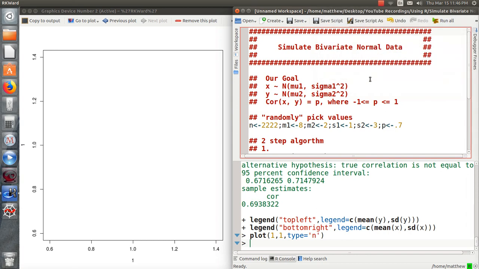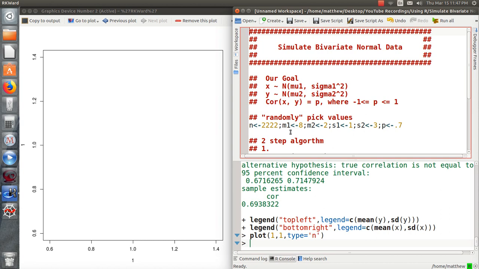For this video, we're going to simulate bivariate normal distribution. I'm using R. I'm on a Ubuntu Linux machine. And our goal is to generate X and Y data with a certain mean and variance. They don't have to be the same, but the correlation between the values X and Y needs to be a certain value, call it P or rho, and that's between negative 1 and 1.